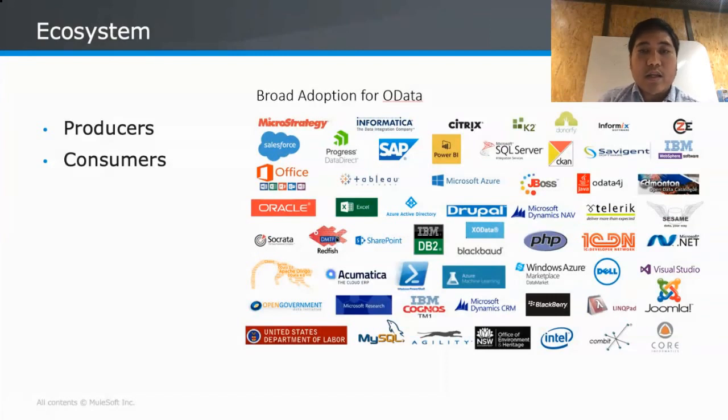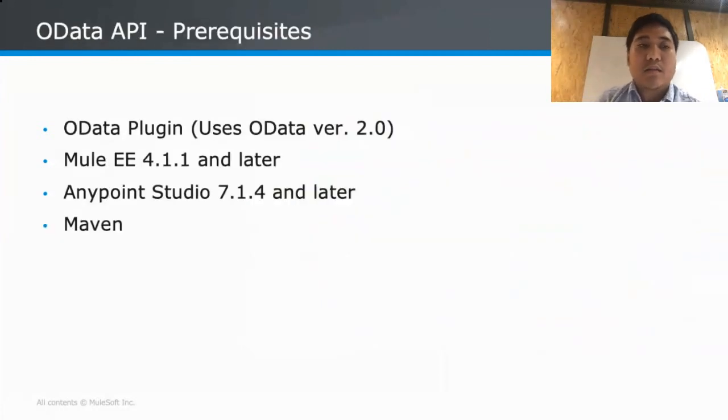So how do we create an OData API? From a Mule perspective, these are the prerequisites. In order for you to create one, you would need an OData plugin. Currently, MuleSoft only supports OData version 2. But as of right now, if I'm not mistaken, there's already an OData version 4. So hopefully we'll get more support with that.